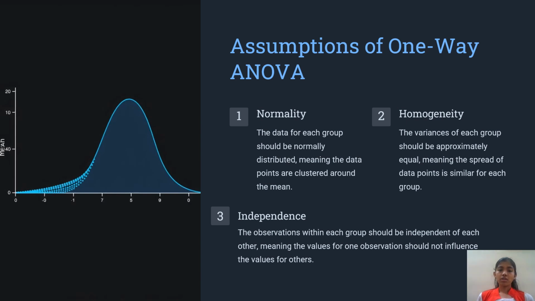Assumptions of one-way ANOVA. So the first assumption is normality, second is homogeneity, and third is independence. Normality, that is the data for each group should be normally distributed, meaning the data points are clustered around the mean. Homogeneity, that is the variance of each group should be approximately equal, meaning the spread of data points is similar for each group. Independence, the observation within each group should be independent of each other, meaning the values for one observation should not influence the values of others.